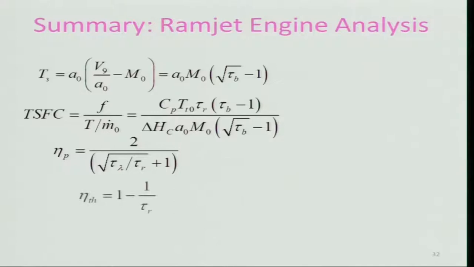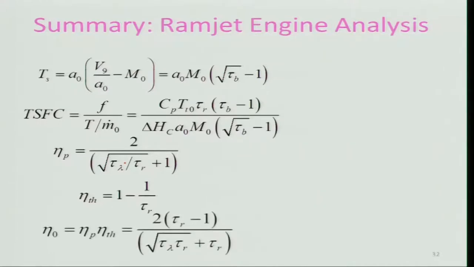So thermal efficiency really doesn't depend on tau V. When I am saying tau lambda, tau V is inside this propulsive efficiency. And overall efficiency is nothing but the multiplication of propulsive efficiency and thermal efficiency. What will we do with these equations?